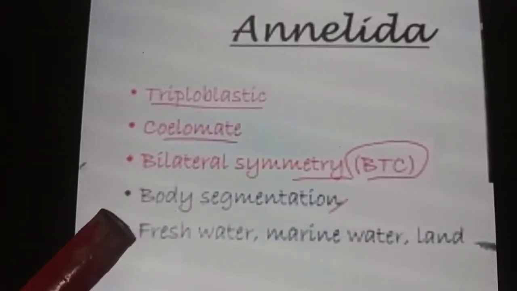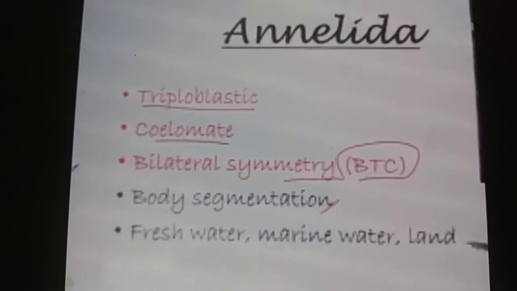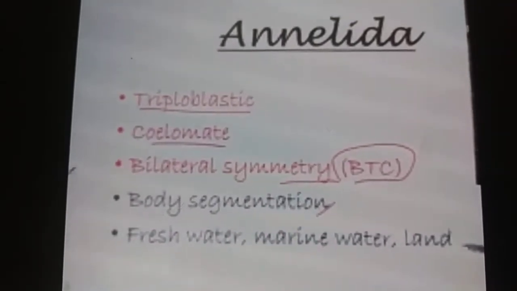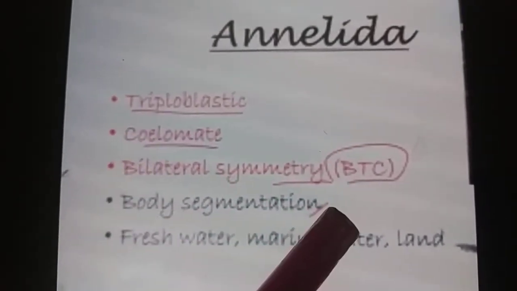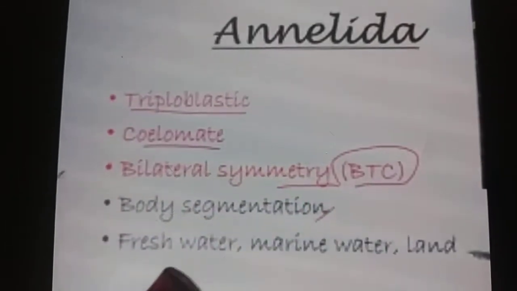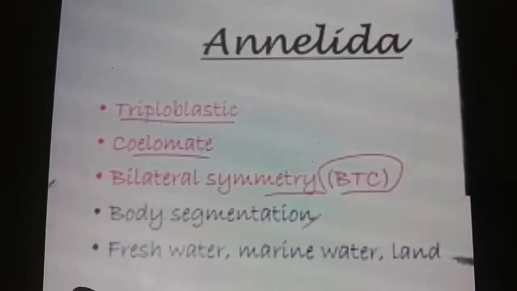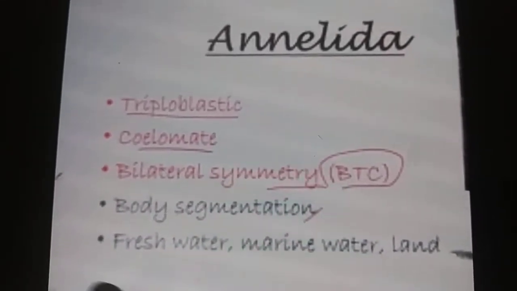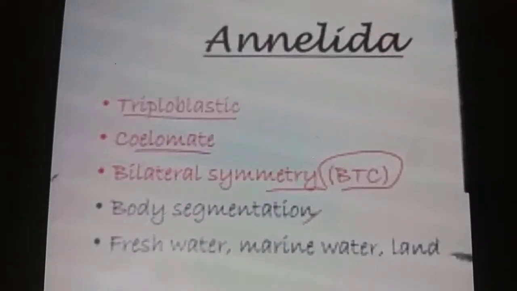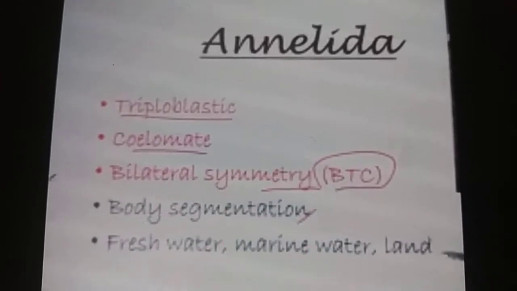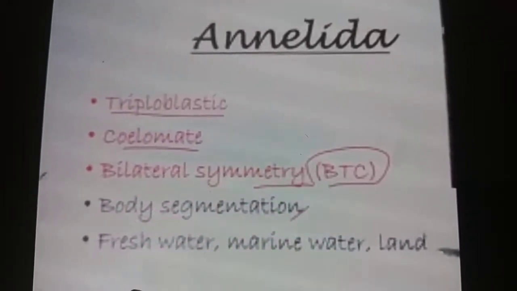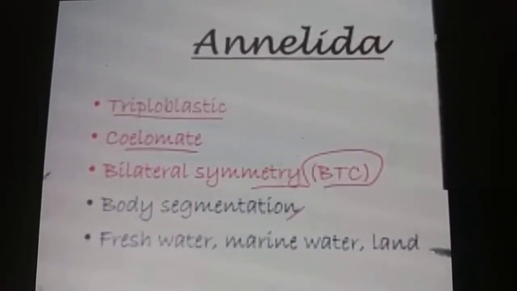Then bilateral symmetry. As you can see in the picture there, it is bilateral. So BTC, you can remember that. This is the short form once you are remembering the features of this phylum. Then next is body segmentation. It is segmented. Now it lives in fresh water, marine water and land. Body segmented means you can see here the segmentation is present.